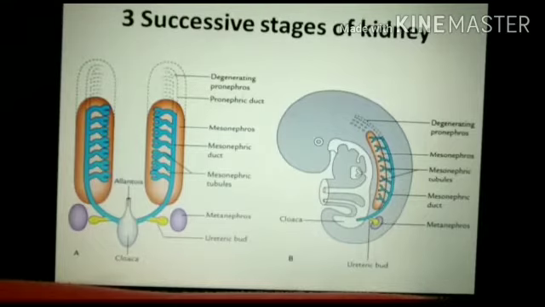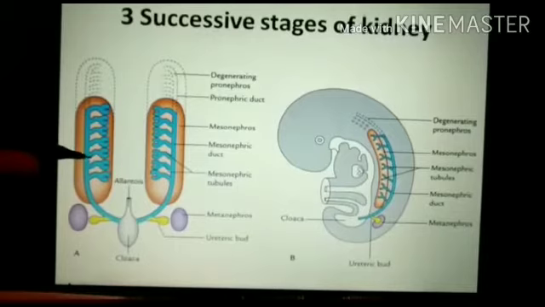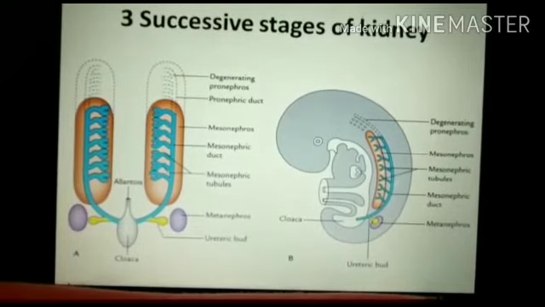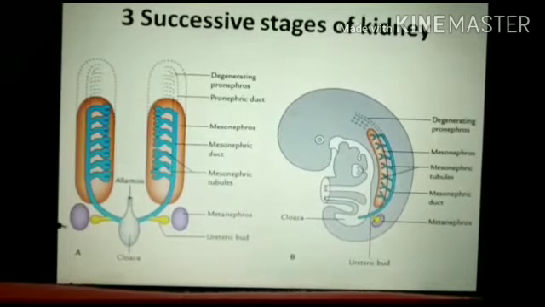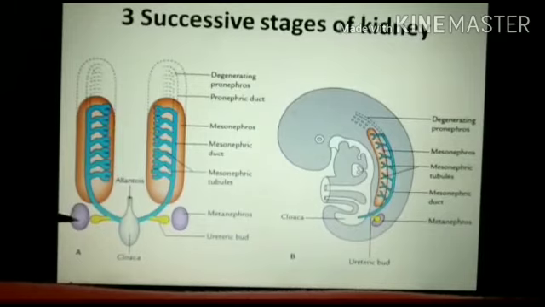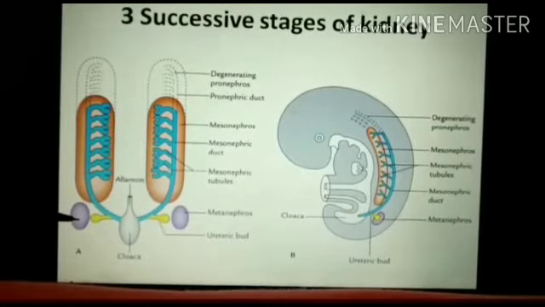This mesonephric duct, or Wolffian duct, will form the genital duct system of the male, and some of the mesonephric tubules also persist in males, and they will form the vasa efferentia of the male genital system. Now, metanephros. This will appear at the end of the 5th week or in the starting of the 6th week of intrauterine life. That will form the permanent kidney of the human being.